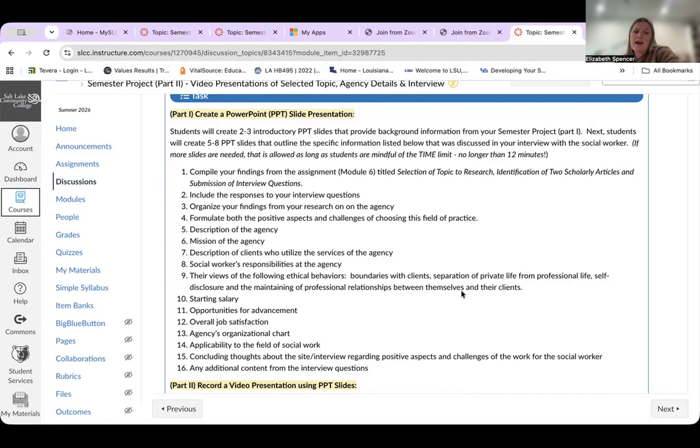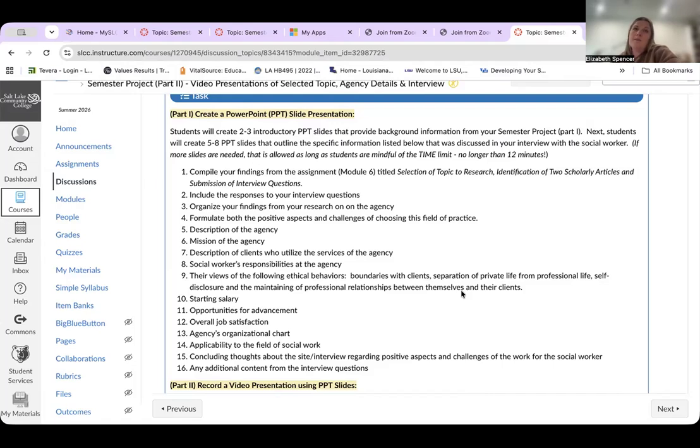Okay. Talk about starting salary. Now, this does not mean that you ask the person you're interviewing directly about their salary. That can sometimes come across as, they might feel a little bit uncomfortable with that question, but it would be totally okay to say, at this agency, where could someone expect to start with a salary? That's completely okay to ask, as well as number 11, you're going to be talking about opportunities for advancement.